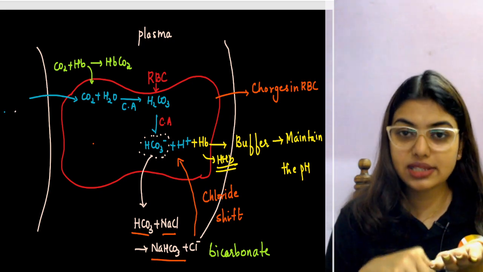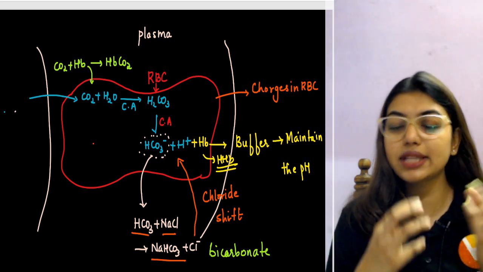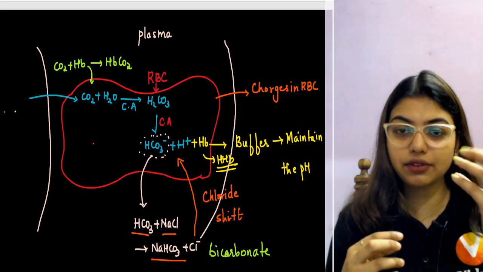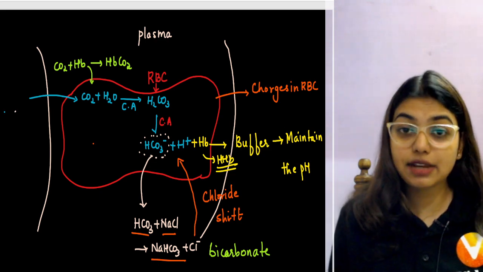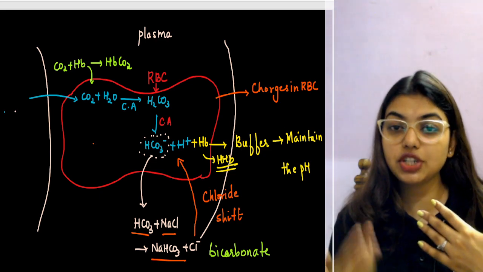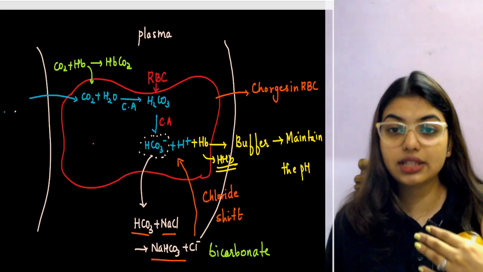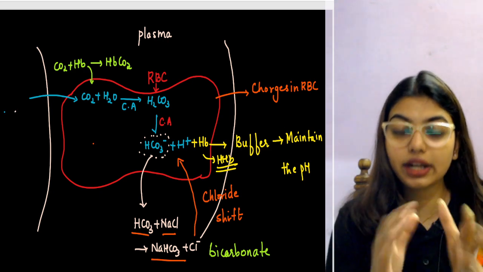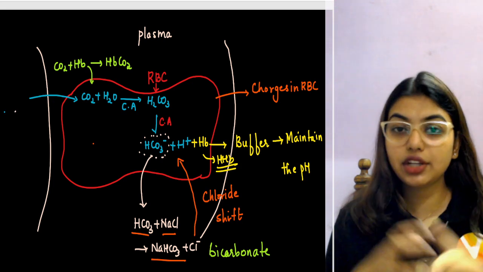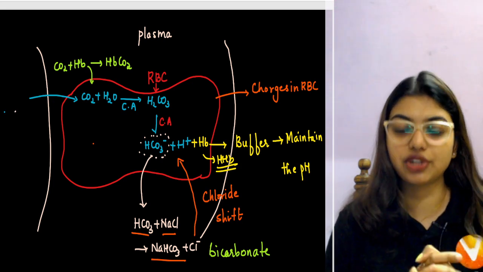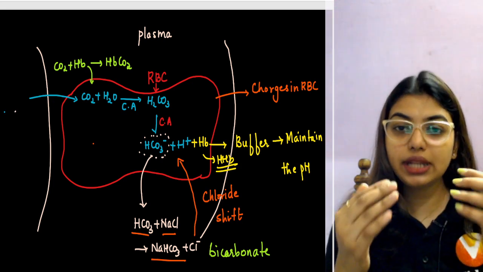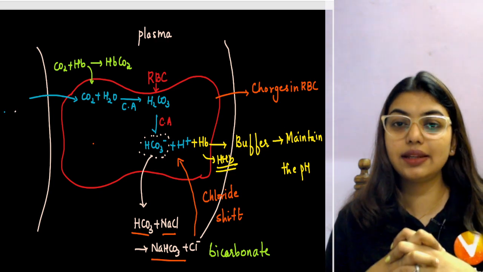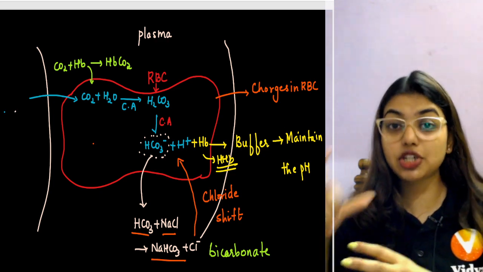HCO3 will go outside, that is, it will go to the plasma, and because one negative ion went outside and the RBC is left with no negative ions, definitely there's going to be a change in the ionization. So instead of that HCO3, we will give the chloride ion, telling it to take the chloride ion because we have taken your HCO3, and this is called chloride shift. This HCO3 will now come outside, combine with the NaCl in the plasma and form NaHCO3, which is a bicarbonate.